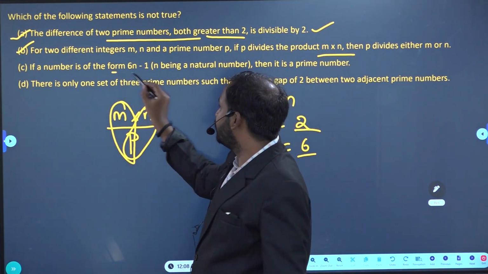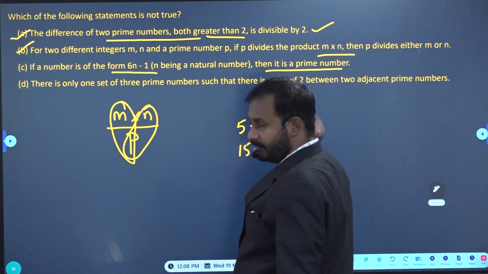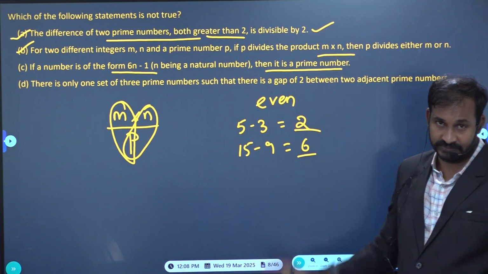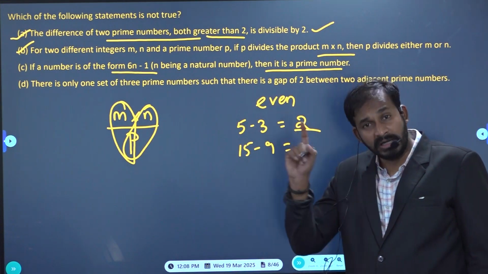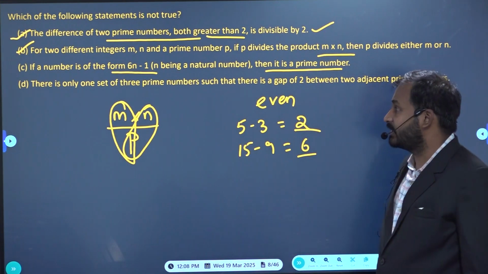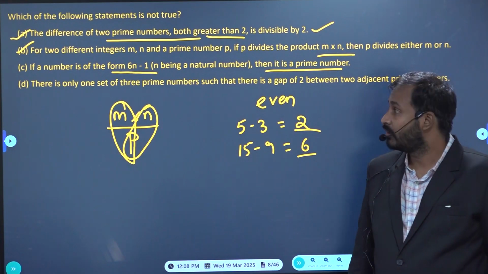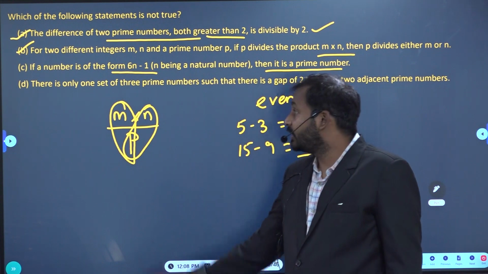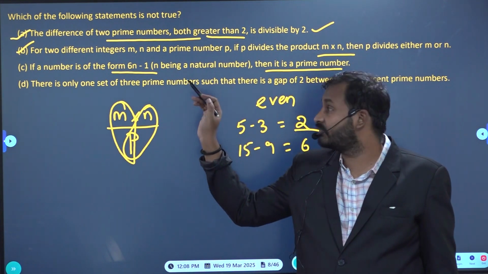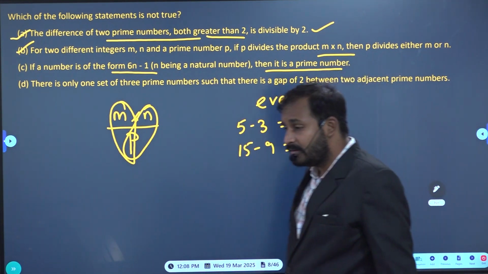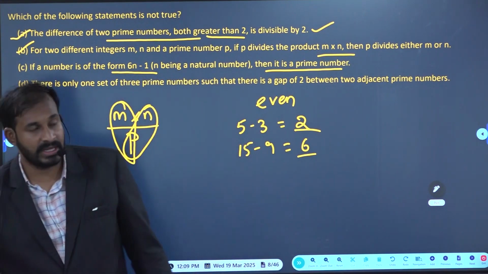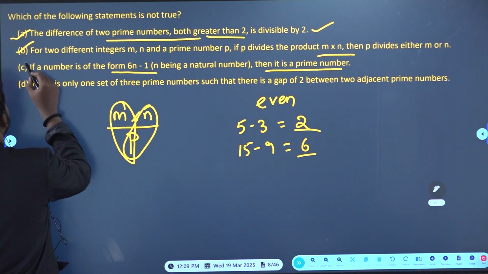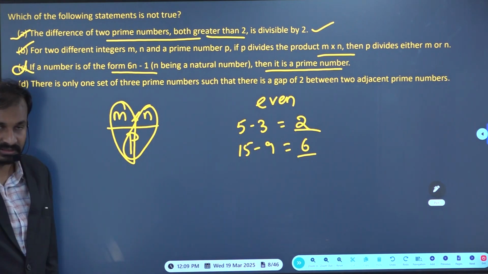Next, if a number is of the form 6n minus 1, then it is a prime number. While discussing the prime numbers also, we came across this one. All the prime numbers can be written as 6n plus or minus 1. But we cannot say that all the numbers which are of the form 6n minus 1 is a prime number. So because of that reason, this is false.